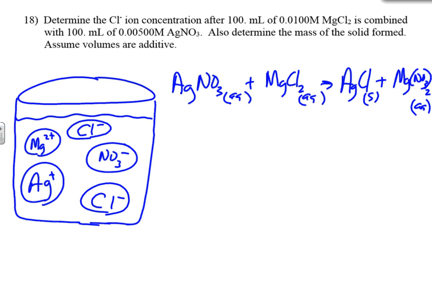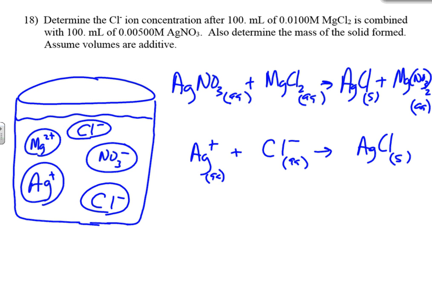Okay. Now here's one way of looking at it, but I think a better way of visualizing this one is just to look at the net ionic equation. So get rid of the spectator ions. So the ions that are actually going to react are the silver plus ions and the chloride negative ions. Right, so these are both aqueous. And then they're going to form our precipitated silver chloride.